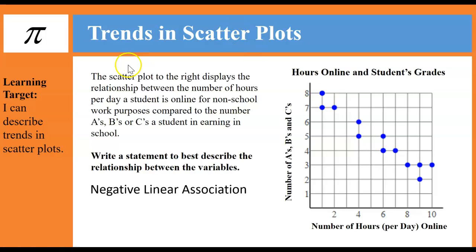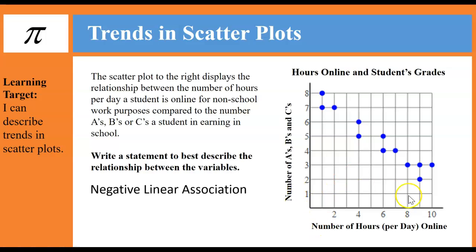Reading this paragraph, the scatter plot looks like it's trying to show the relationship between the number of hours per day that a student is online and the number of classes in which they're getting A's, B's, and C's. And I think we would be looking for non-school hours online. Imagine this graph is describing that, because for school, yes, I know we go online, but for this one, let's just say we're talking about non-school hours online. So let's see if we can write this statement.